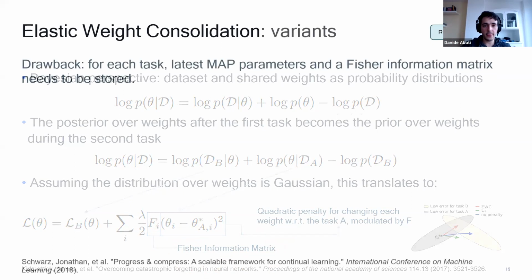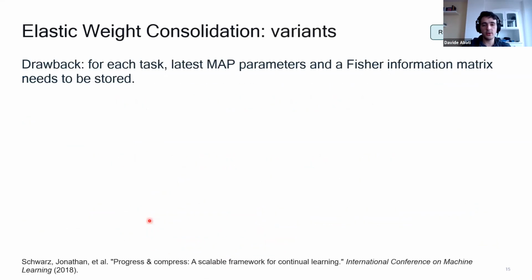However, this requires to carry for each past task the final state, so the final parameters, and also a Fisher information matrix, which is as big as the parameters themselves. And on top of that, you also have the parameters that you're optimizing. So in terms of memory, this requires a lot of model checkpoints to be stored as you train multiple tasks.